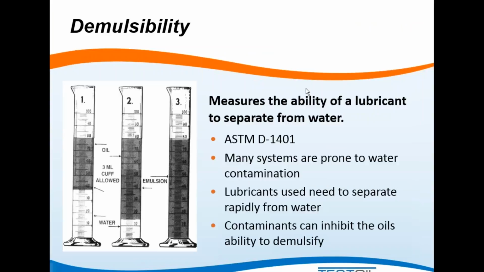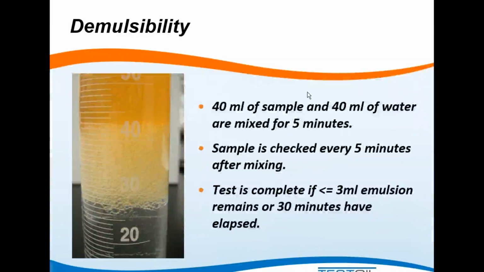All right, so the first one we're going to talk about today is demulsibility. Demulsibility is a way to measure how quickly the oil separates from water. This is a critical function, especially for steam turbines. We expect these lubricants to separate fairly quickly. They shouldn't really form an emulsion layer. It's governed by ASTM method D1401. We take 40 milliliters of sample, 40 milliliters of water, and mix them for 5 minutes. Then we check to see how quickly it separates every 5 minutes after that.